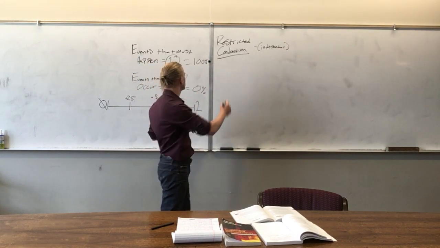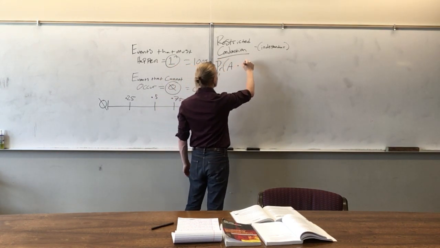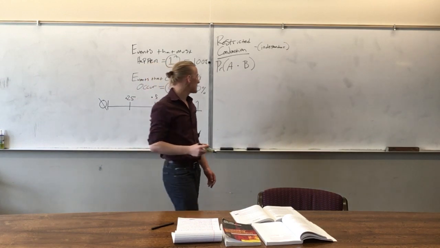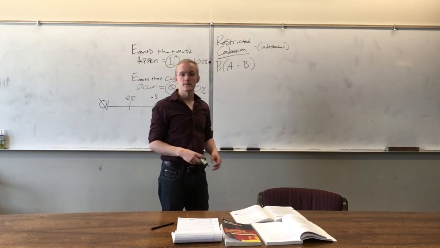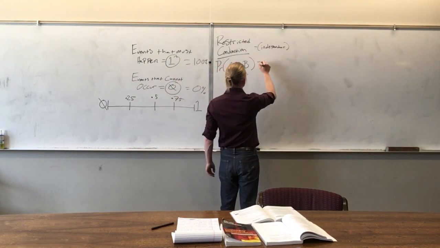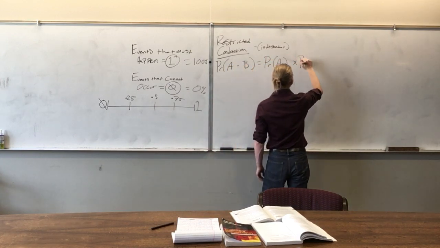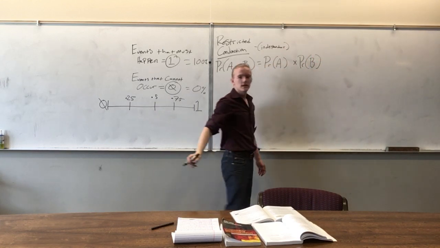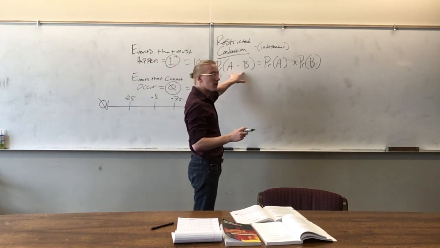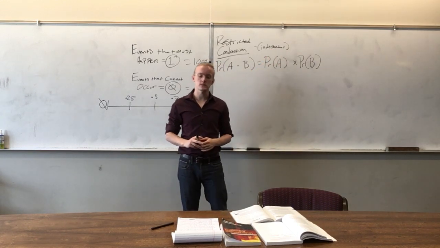I'm going to write down the equation, which is the probability of A and B. Now notice I used the dot, which is our deductive logic symbol for and. You could also just write the word and in here, whatever gets the point across. Equals the probability of A times the probability of B. And this is our restricted conjunction rule, that anytime we want to determine the probability of two conjoined events that are independent of one another, we multiply their individual probabilities by one another.